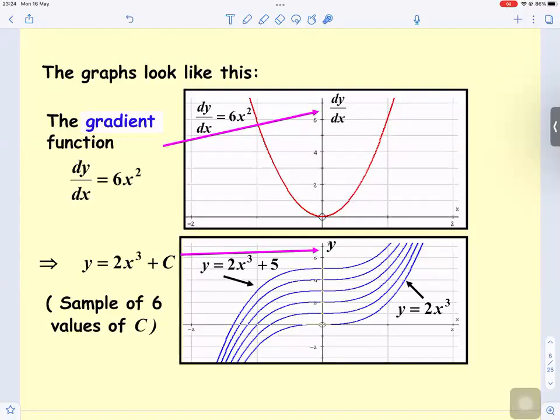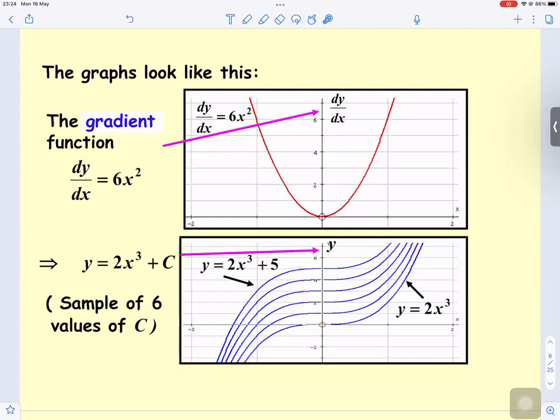So the graph looks like this. The gradient function dy over dx is equal to 6x squared. And when you integrate it, you get y equals 2x cubed plus c. And you can see all the different curves.